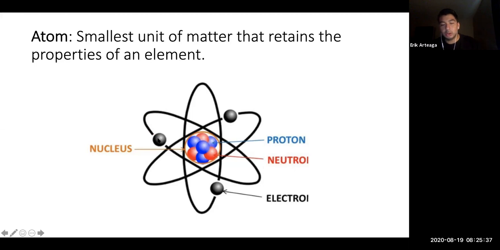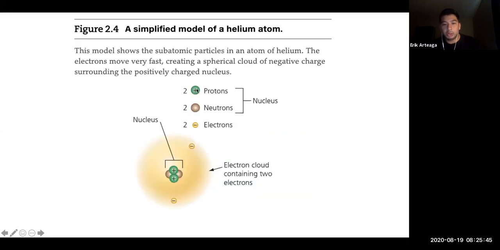The electrons don't play into the atomic mass, they're way too small, all right? But again, only protons and electrons have charges, right? So protons have a positive charge, neutrons have a neutral charge, and electrons have a negative charge. Again, protons and neutrons are in that nucleus, okay?